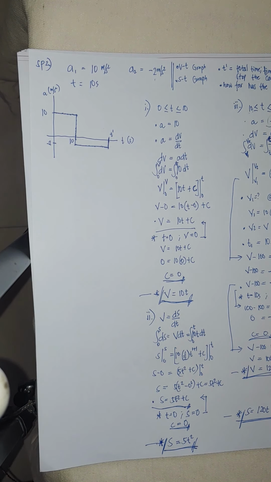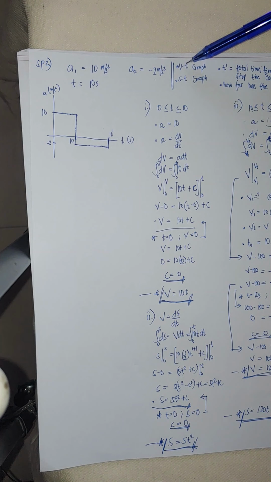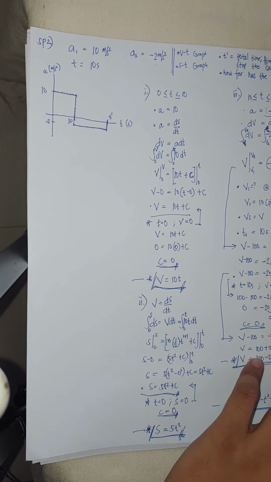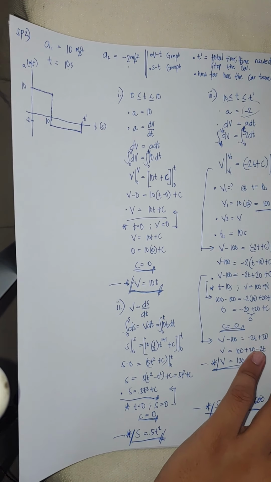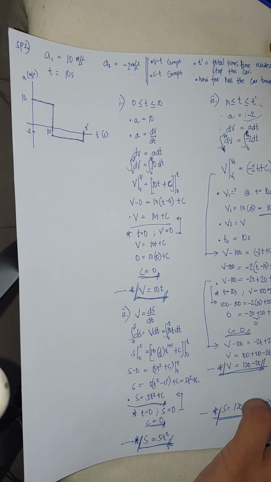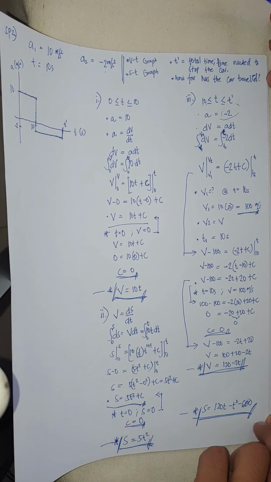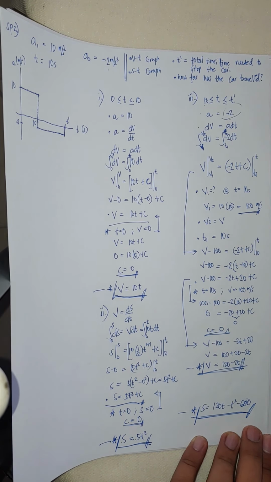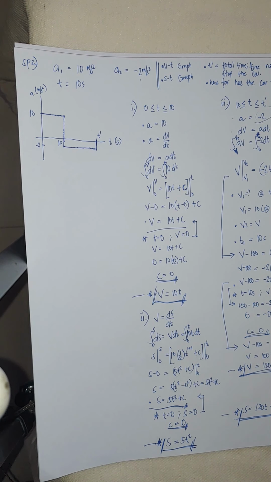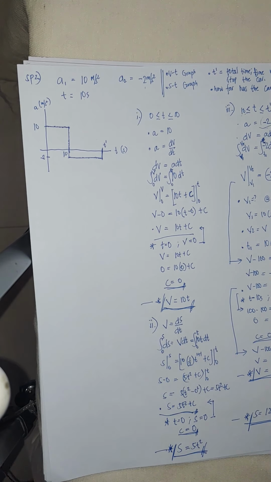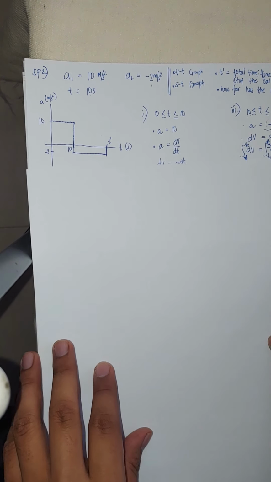So atong tan-awon ang problem, no, we are asked to graph the velocity versus time, position versus time, the total time needed to stop the car, and then how far has the car traveled. So I'm going to rewrite the equation in a new piece of paper, and then also draw the graph.